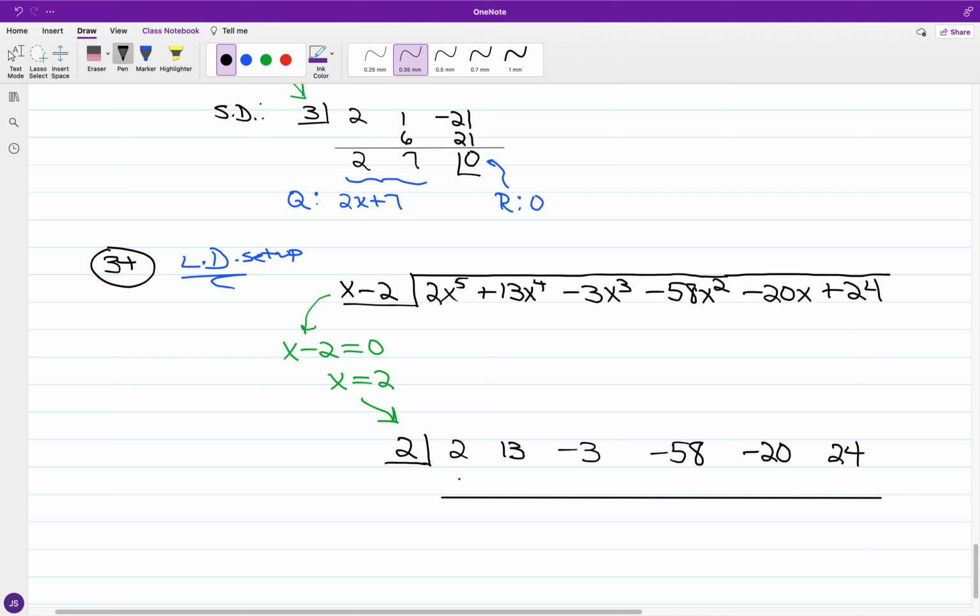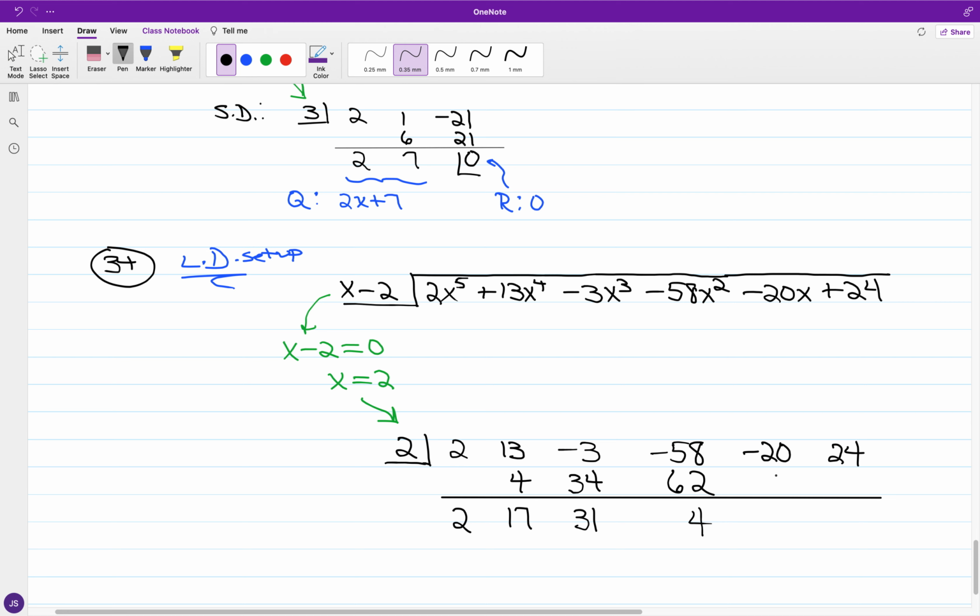Okay, so just setting things up here. So we have our leading coefficient of the dividend. This will be brought down. And here we got 2 times 2 is 4. 13 plus 4 is 17. Then we have 2 times 17 is 34. -3 plus 34 is 31. 2 times 31 is going to be 62. -58 plus 62 is 4.